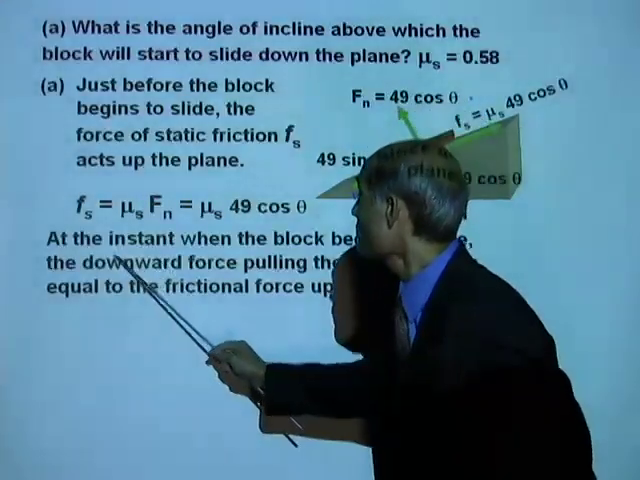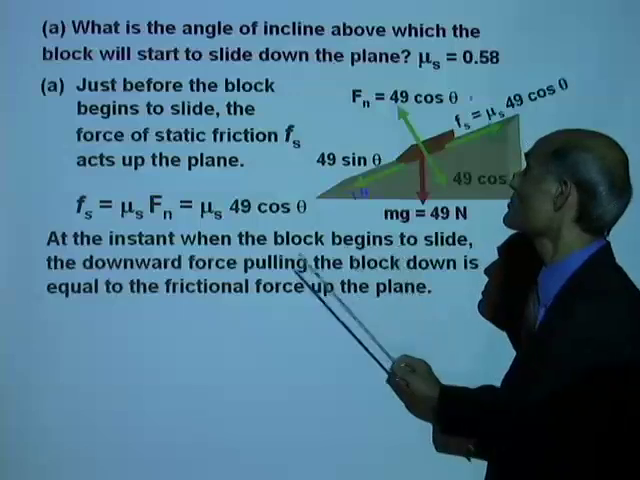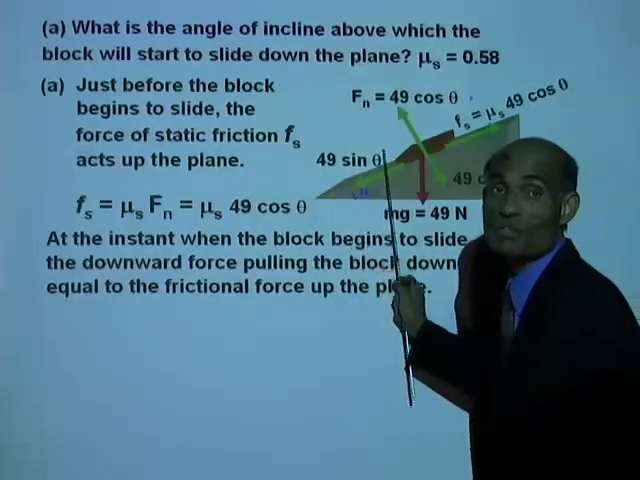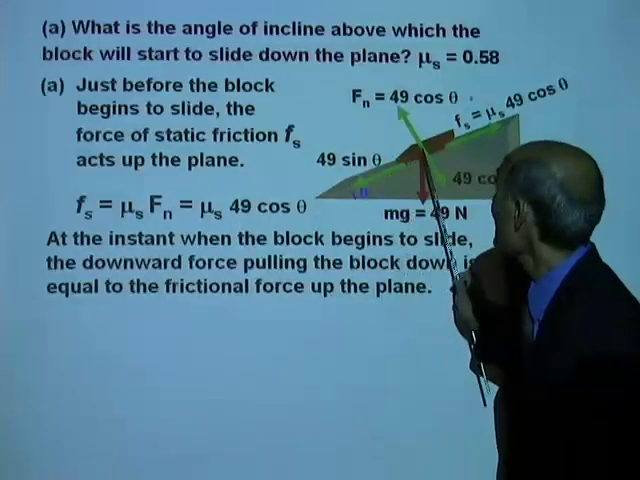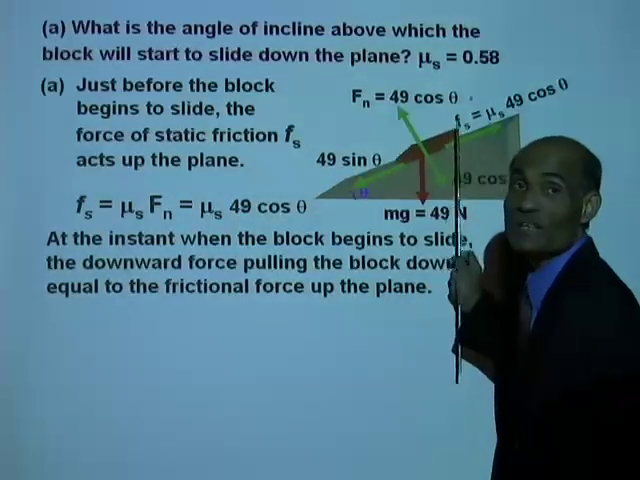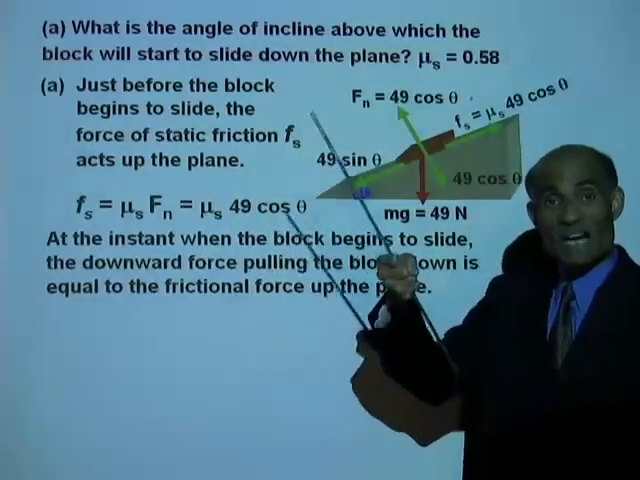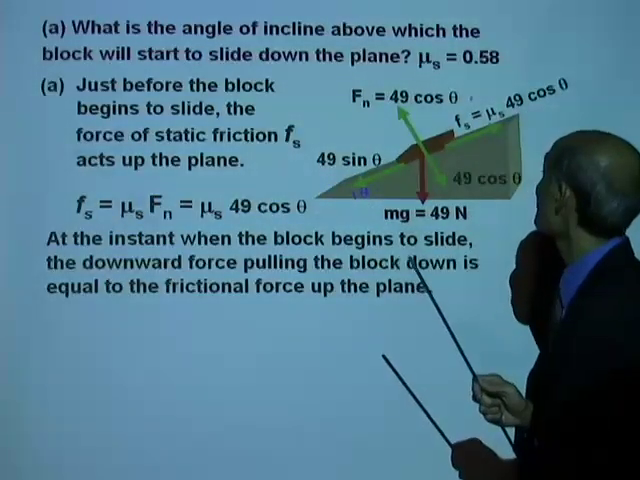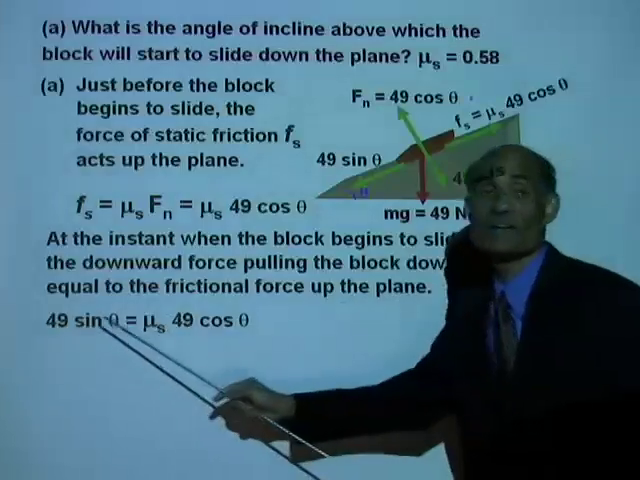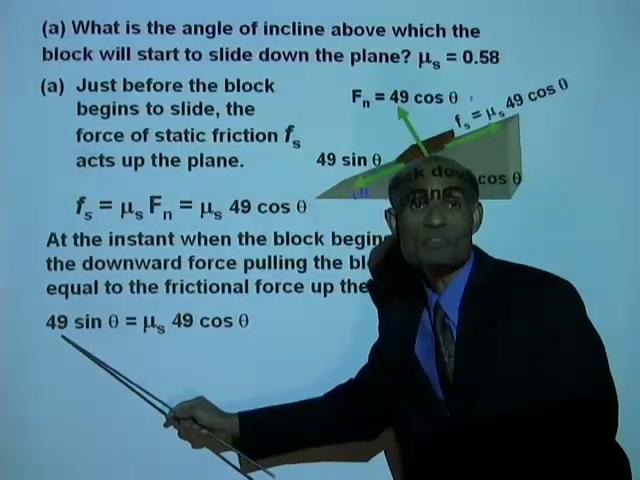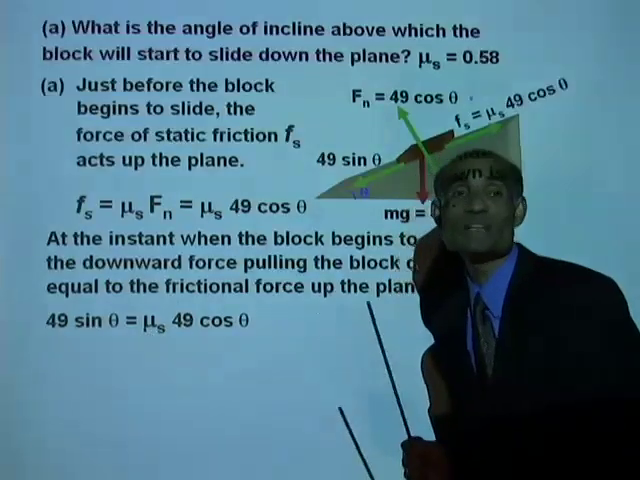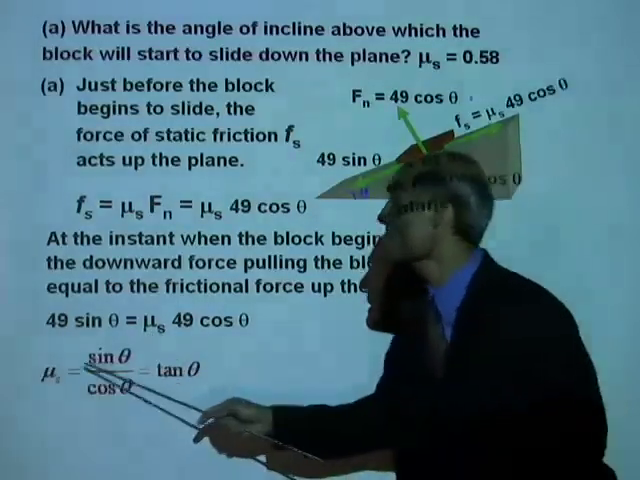Well, at the instant when the block begins to slide, the downward force pulling the block down, which is 49 sine theta, is balanced exactly by the force of static friction acting up the plane, that is mu s 49 cos theta. There you are. We have actually done this before. So 49 sine theta equal to mu s 49 cos theta.